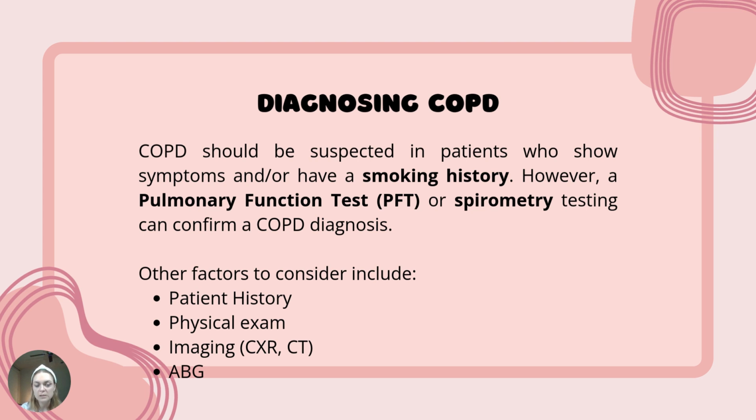So, how is COPD diagnosed? Well, it should be suspected in patients who have any sort of symptoms of COPD. So any of those symptoms that we previously talked about: shortness of breath, increased sputum production, a chronic cough, exacerbations, low SpO2, we have to assume that they might have COPD, especially if they have a smoking history. However, the gold standard is going to be a pulmonary function test or spirometry testing.